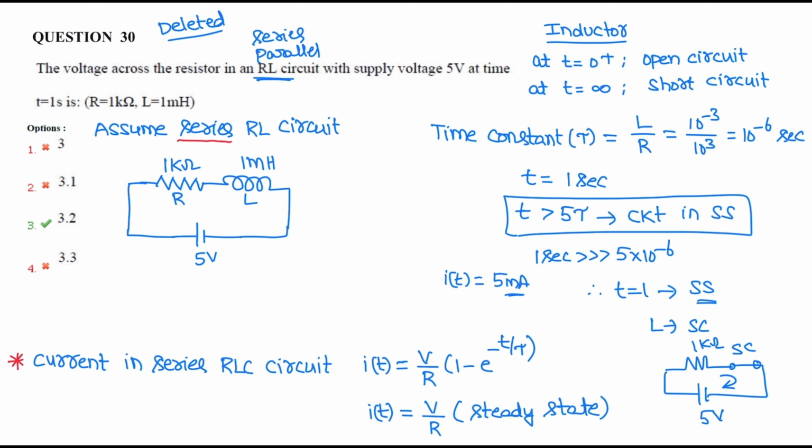So none of the options are correct. First, they did not mention whether it is a series RL circuit or a parallel RL circuit. If we assume and try to solve this question using a series RL circuit, the current will be 5 milliampere. So none of the options are correct, and this question is deleted from the question paper.